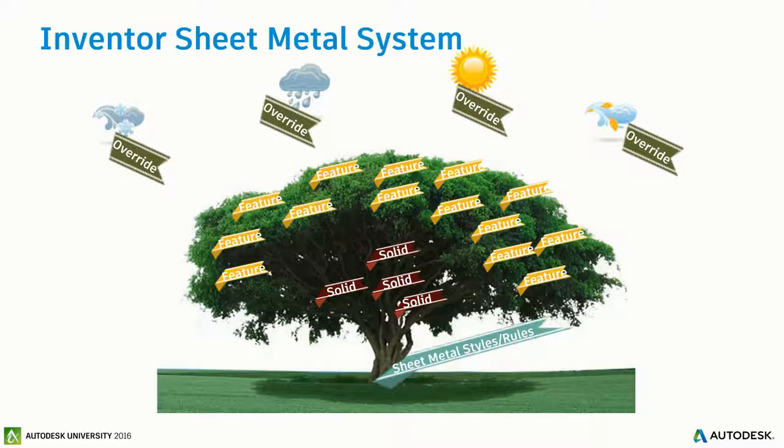Okay, so by looking at the sheet metal system as a tree, it will be easy to understand how sheet metal works. We call the sheet metal rules the roots. They behave like the roots of the tree. They supply food and water to the branches and to the leaves, so everything can live. Solids become like the main branches. From 2016, Inventor has multi-body.